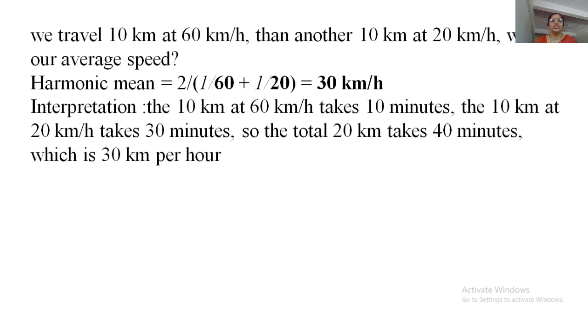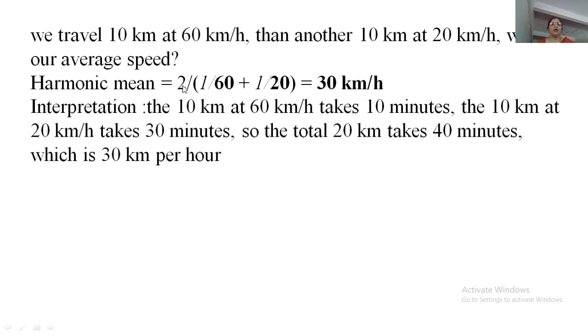So total distance is 20 and total time is 10 plus 40, so 10 plus 40 is 50 minutes. So it is 20 upon 50. Total distance is 20 kilometers upon total time of 50. So the total distance upon total time gives the answer 30 km per hour.